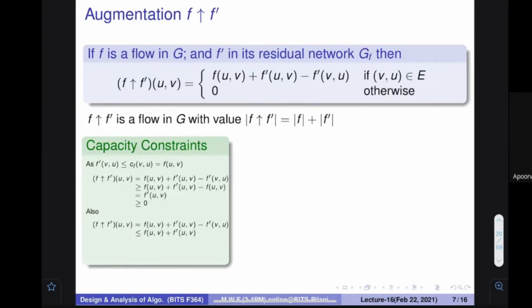Sir, in the formula, should it be UV belongs to E? No, no, the formula is fine. Okay, the formula is correct.